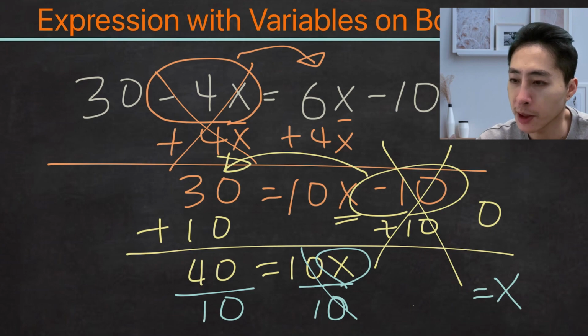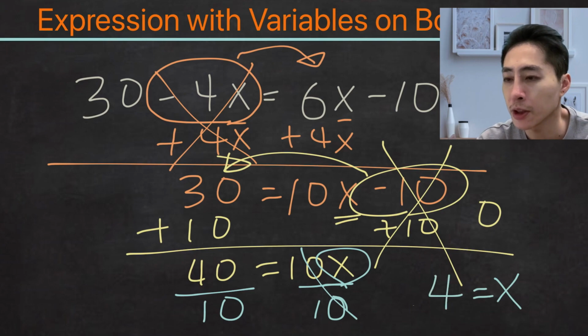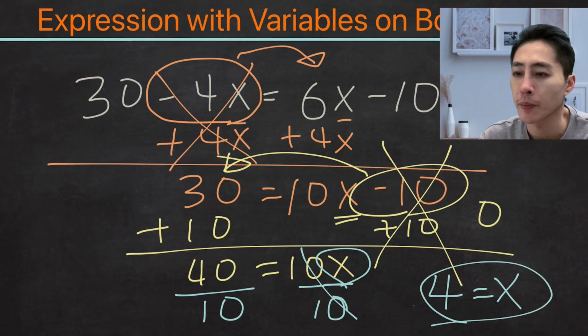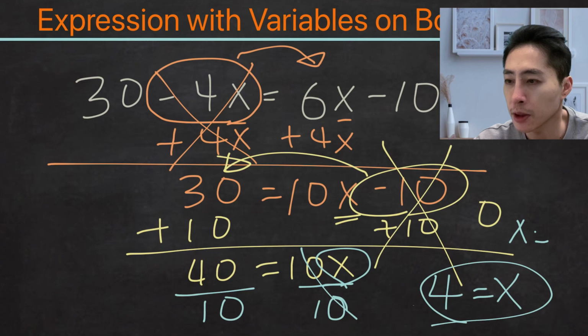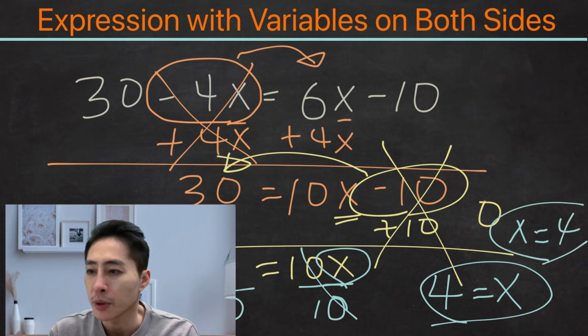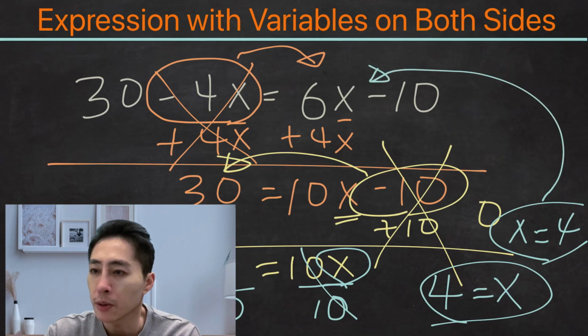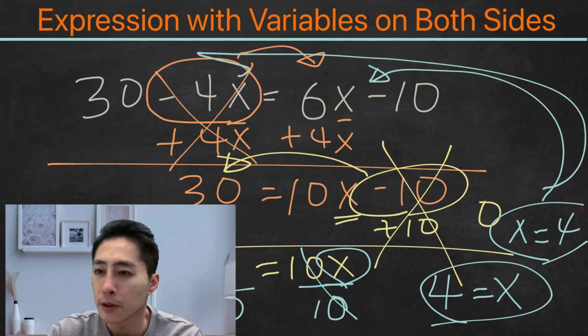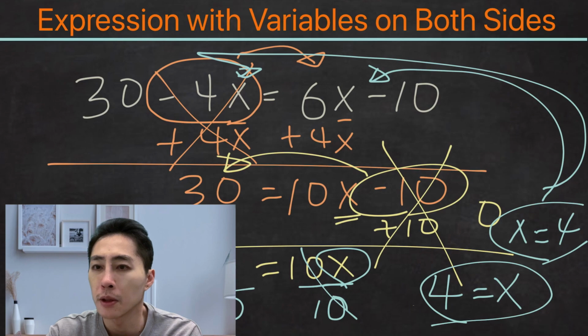So 40 divided by 10 is 4. So this means that x is 4. Or you can write it as this. And now we're going to plug this back into the equation and see if the answer is correct.